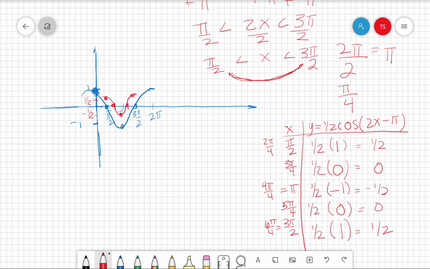And so that's our translated graph, and it's compared to the original cosine graph. We have a vertical shrink with our amplitude of 1/2, and we also have a horizontal shrink because we are changing our period from 2 pi to pi, and we've shifted by pi over 2.